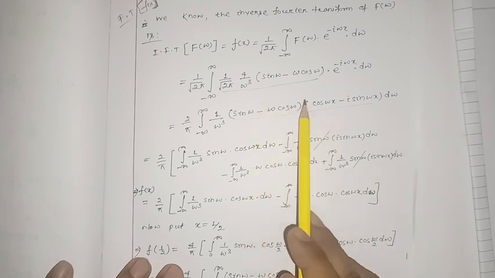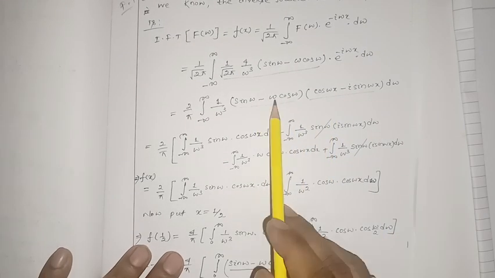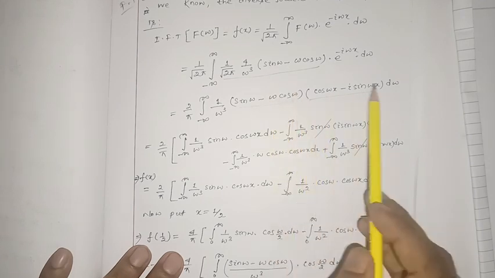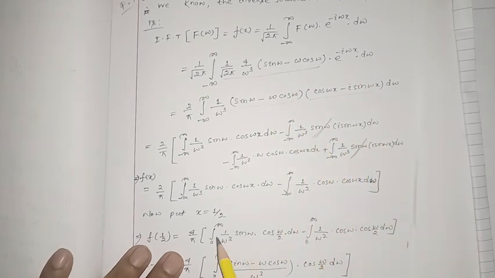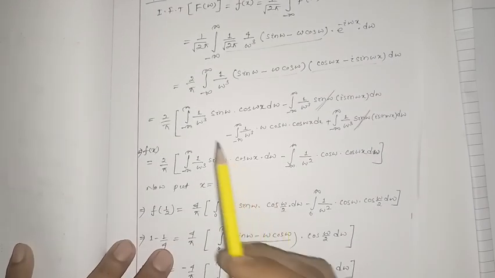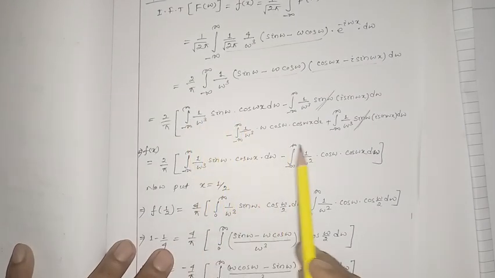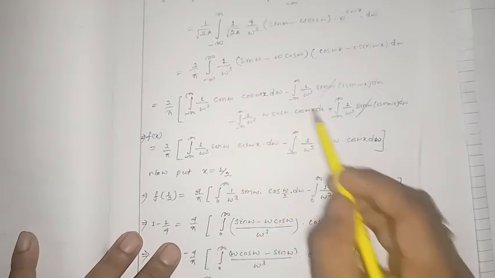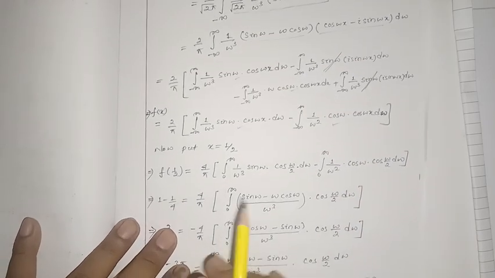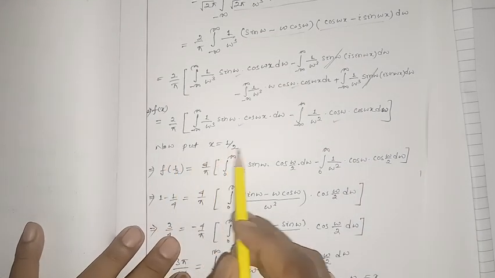Then this term multiplied with the cos omega x, omega cos omega x dx, and this term multiplied with this one. Here this integral and this integral both are same, can be cancelled out, and we have only 2 integrals, this one and this one, which I have written as such. Now we have to put x equal to 1 by 2.